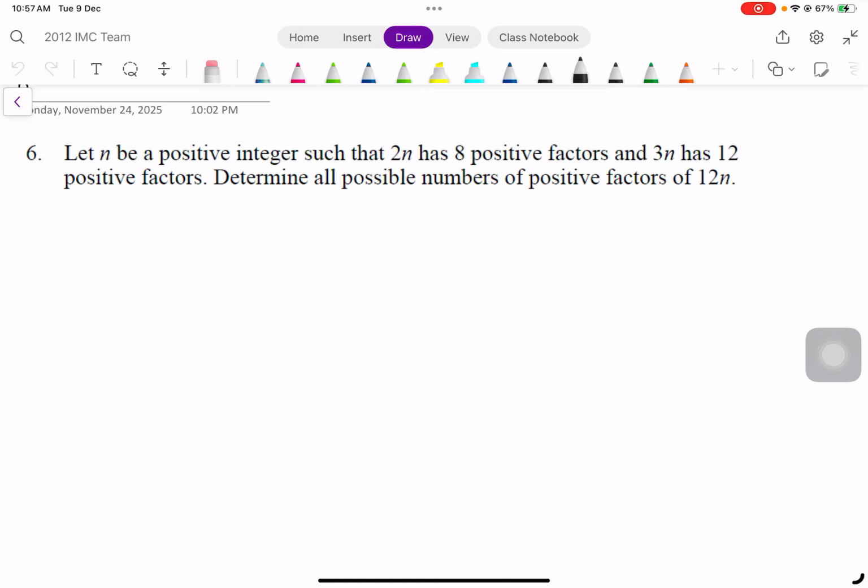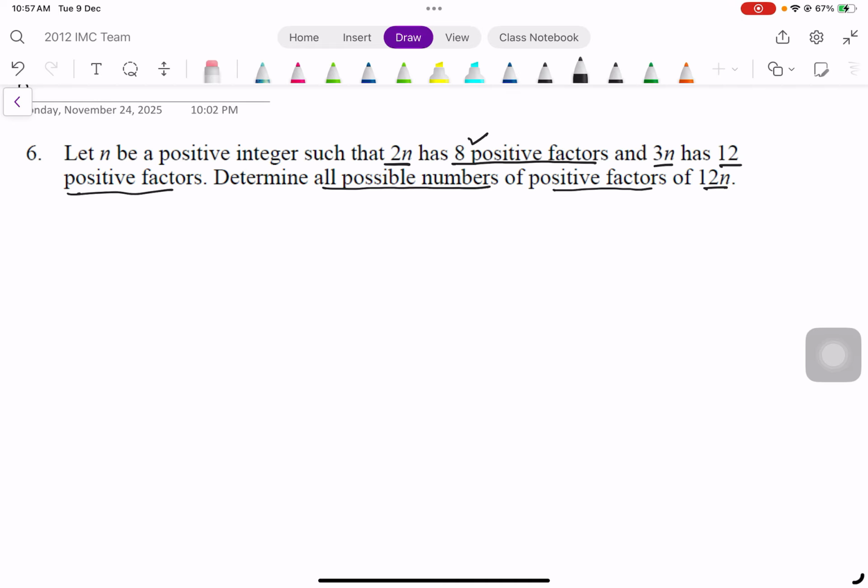Let n be a positive integer such that 2n has 8 positive factors and 3n has 12 positive factors. Determine all possible numbers of positive factors of 12n. Therefore, how do you get 8 factors?